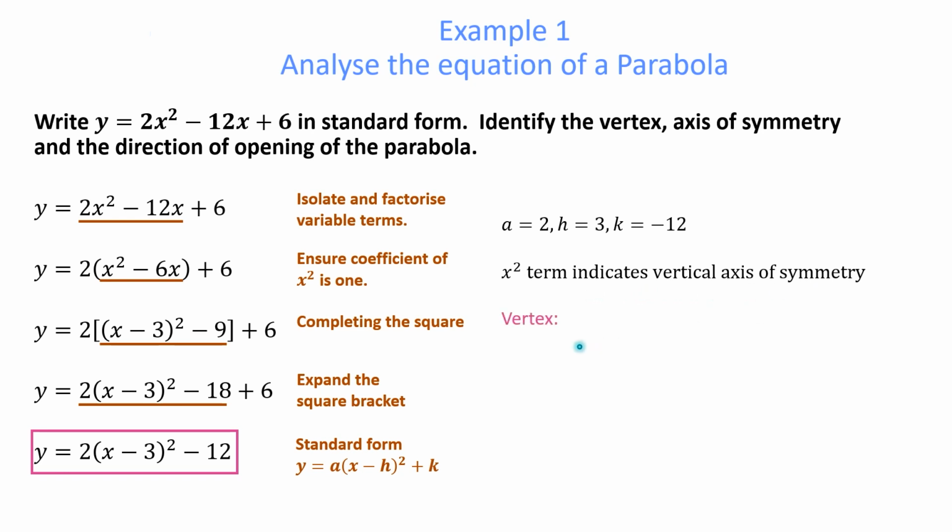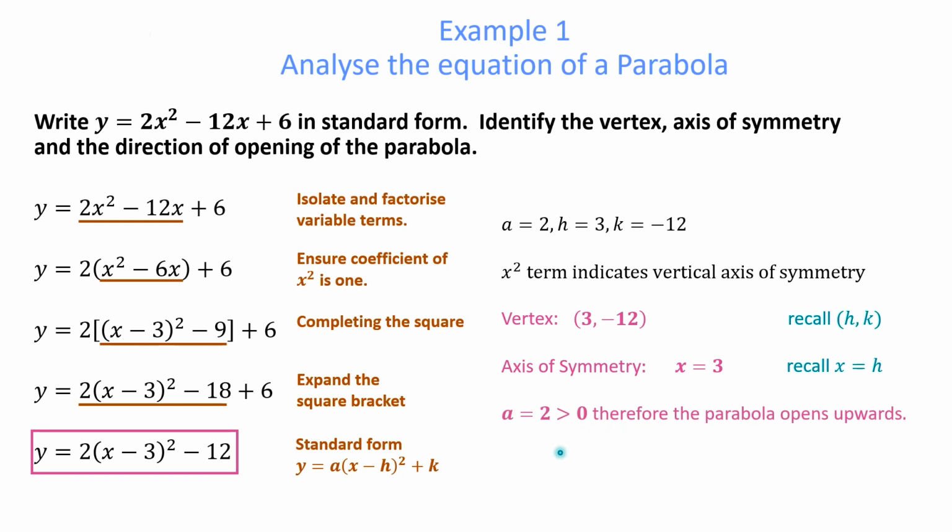Now remember, the x squared term indicates a vertical axis of symmetry. Now we can find the vertex because it has coordinates h, k. H is 3, k is minus 12, so the coordinates are 3, minus 12. We can find the equation for the axis of symmetry, which has equation x equals h. H is 3, so we can say that x equals 3. Now, since a equals 2, which is greater than 0, therefore the parabola opens upwards.